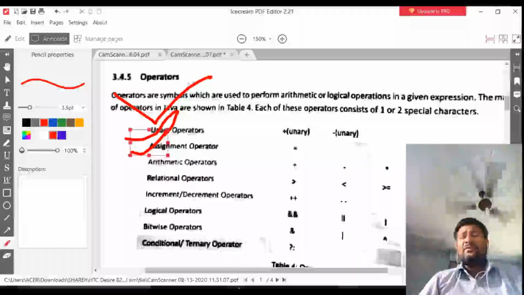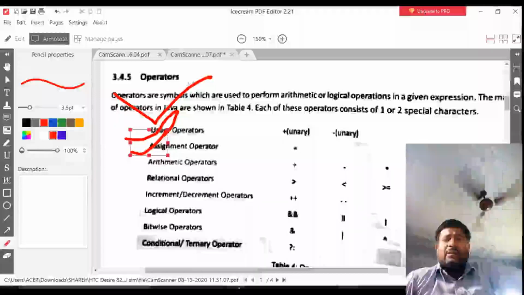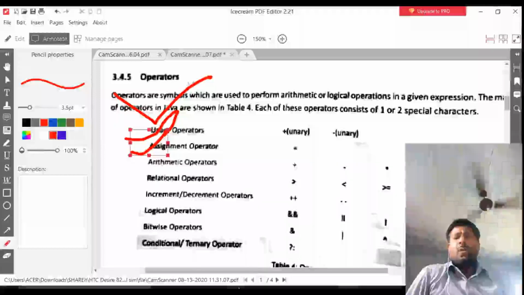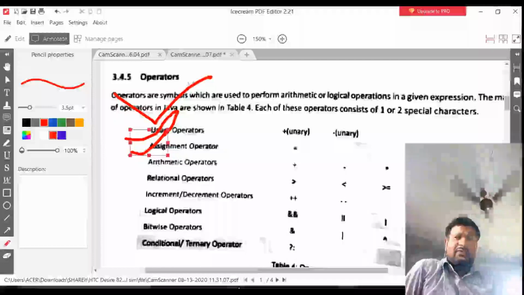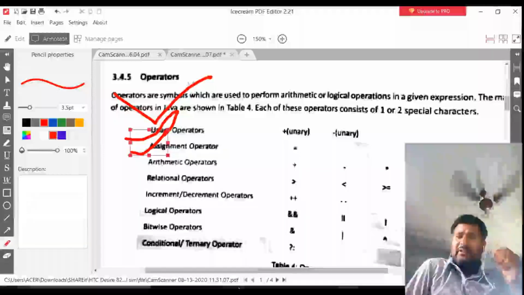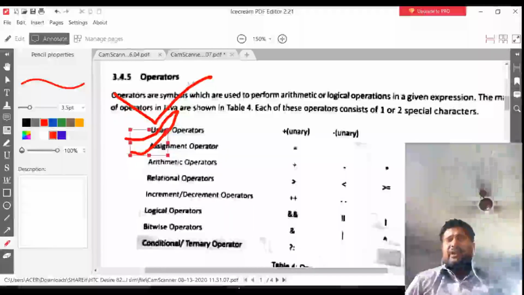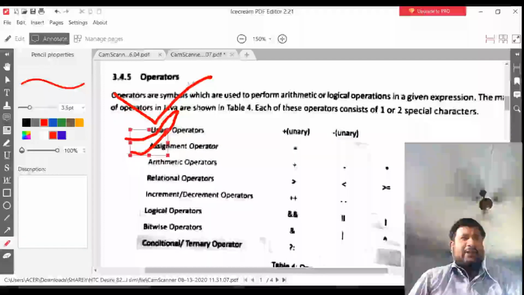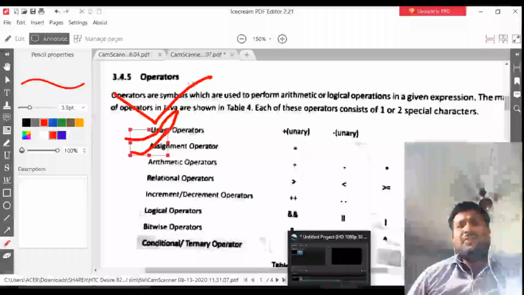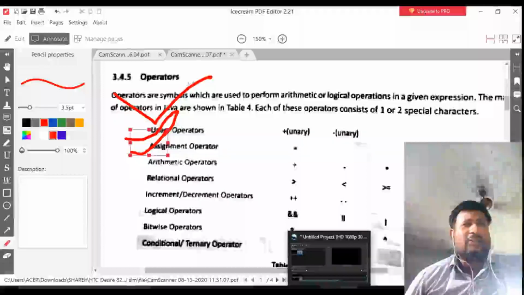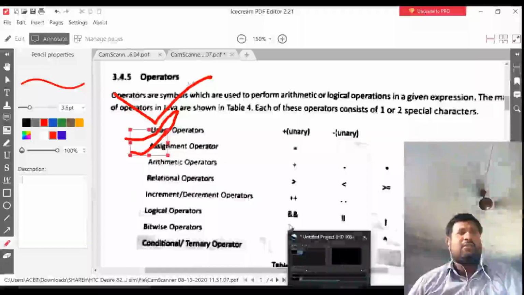Binary means it works on two operands, and ternary means it works on three operands. These are the definitions we will discuss in a later chapter. Okay, and the next one is the logical operator. So you will understand logical operators.